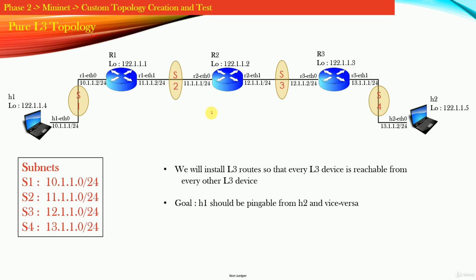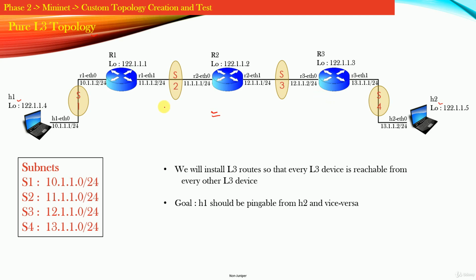So this is the sample topology, a pure L3 topology, that we are going to build. Let me give a brief description of this topology. We have a host machine H1 and a host machine H2 which are present at the extreme opposite ends of this topology. In between these two hosts there are three layer 3 routers which are connected back to back with each other, right? So this is basically a linear topology.